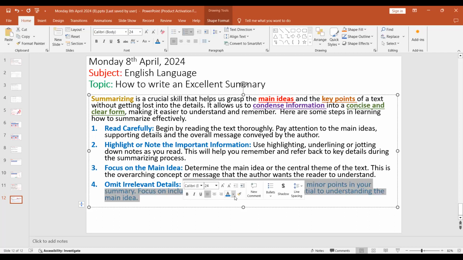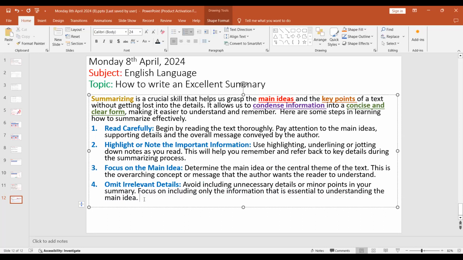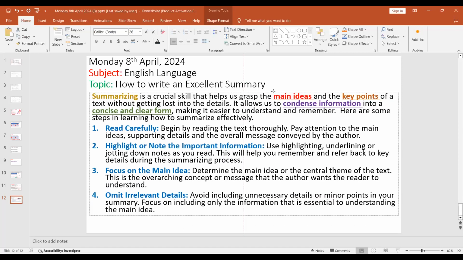All right, what is the first thing that we need to do whenever we are summarizing, based on the information I gave you so far? Read carefully. What's the second thing that we need to do? Highlight or note the important information. Very good. And the third thing? Focus on the main idea. Very good. The rest of you are not answering. Number 4, what's the fourth thing that we need to do? Very good. Omit any irrelevant details.